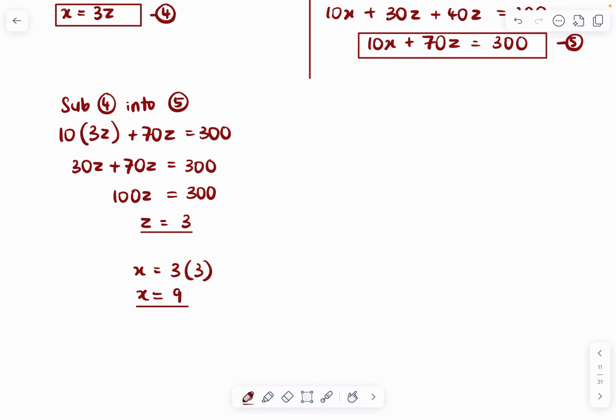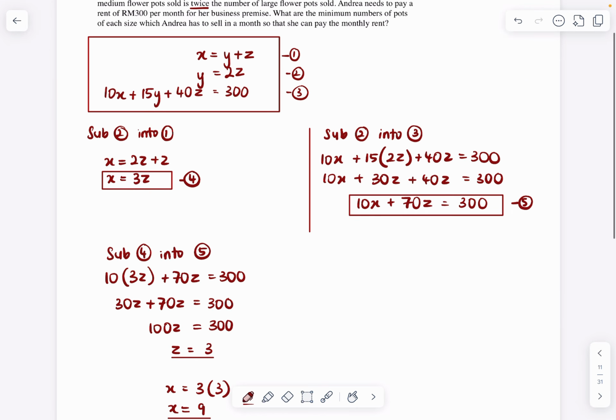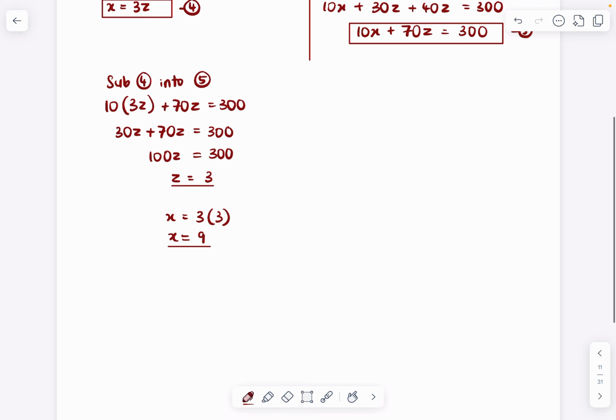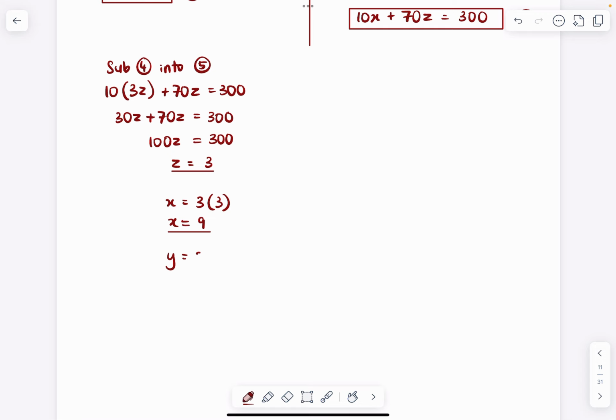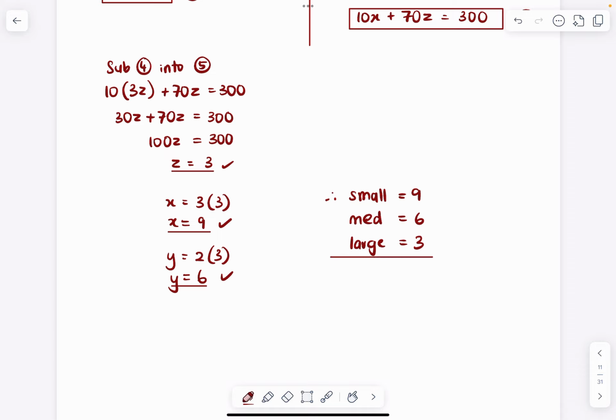And then since now that we have X and Z, we can find Y. Y is 2Z. So Y will be 6. So we can conclude, small flower pots is 9, medium must be 6 and large must be 3. This will be our final answer.